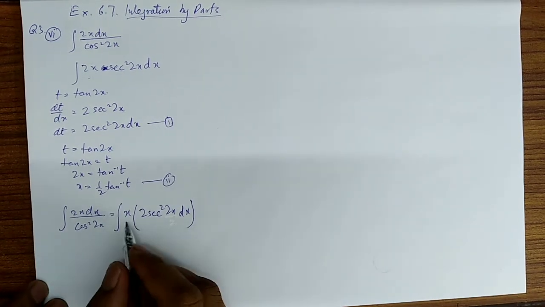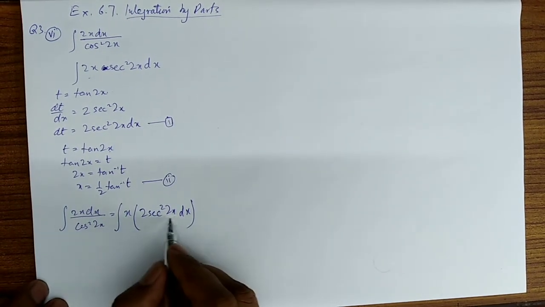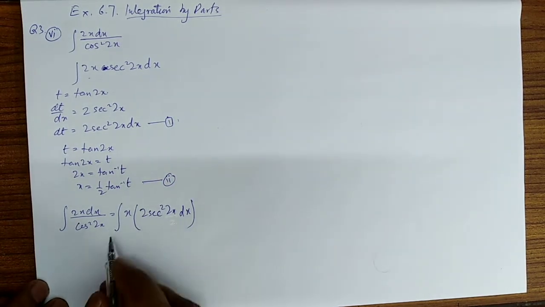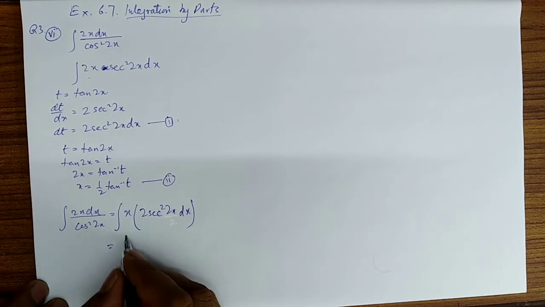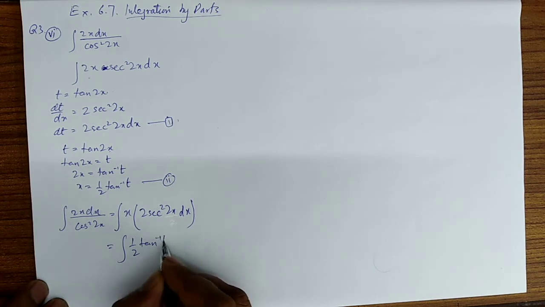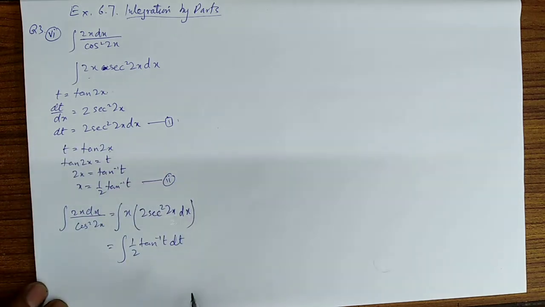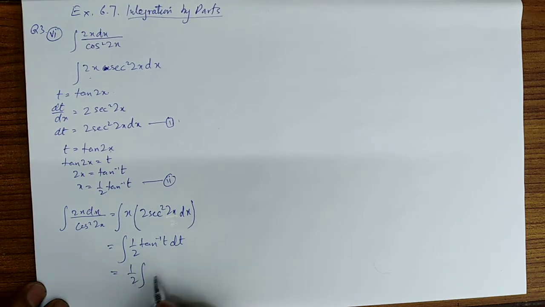So now putting the values of x and 2 sec square 2x dx from 1 and 2 into the given question, we obtain integral of 1 upon 2 tan inverse of t, which is the value of x, and this whole is equal to dt, from equation number 1. So by now solving this part, how can we solve it? Just take this 1 upon 2 outside the integral sign, and we have tan inverse of t dt, right?